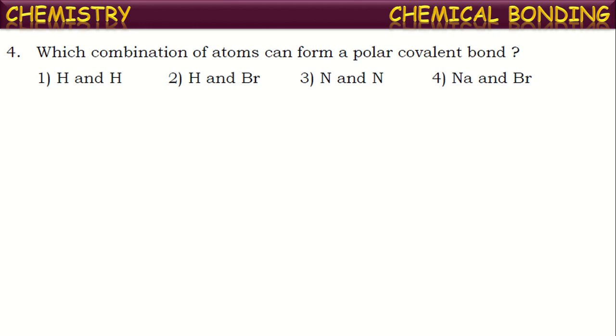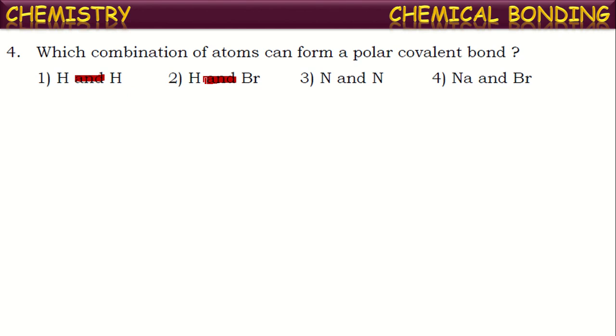Observe the first one, hydrogen atoms H and H. Both have the same electronegativity. So here the bond formed will be a non-polar covalent bond. And if you observe here HBr, hydrogen and bromine form a covalent bond.